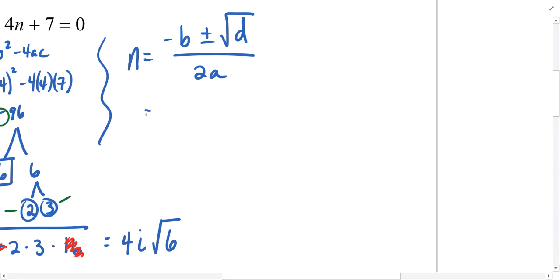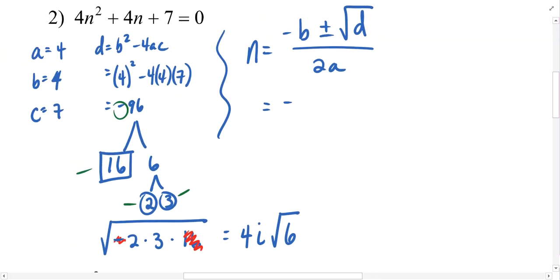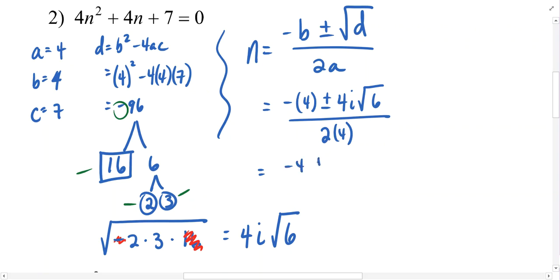I can bring that back into my quadratic formula and simply report my final answer as this. The opposite of b plus or minus the square root of my discriminant, which I've just shown to be 4i square root 6, all divided by 2 times a, which is 4. We have a negative 4 plus or minus 4i square root 6 divided by 8.